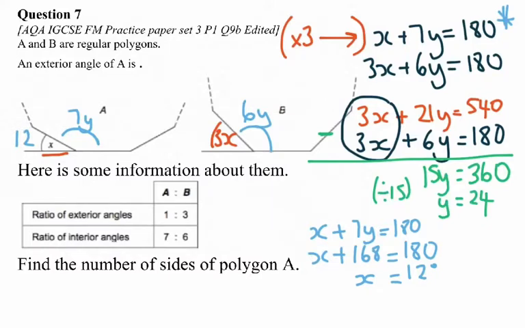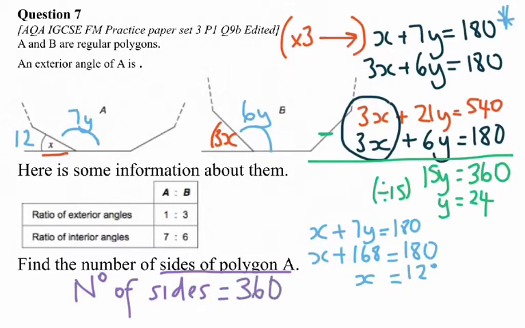So now comes the most important part, where we look at finding the number of sides, because that's what it wants in the question. So our number of sides, if we remember back to our first slide, is 360 degrees divided by our exterior angle. So our exterior angle is 12. And I now get an answer: 360 divided by 12 is 30 sides. So there's 30 sides on polygon A.